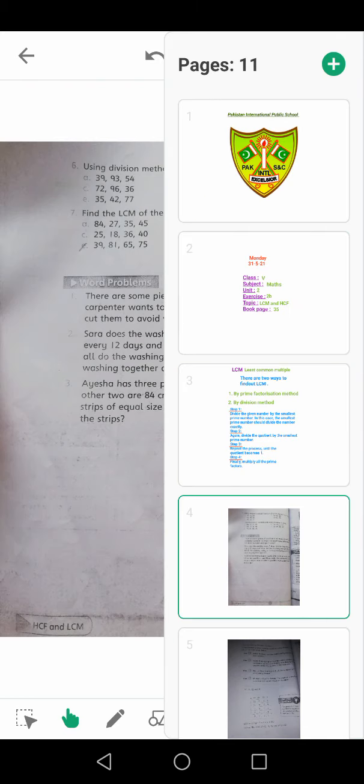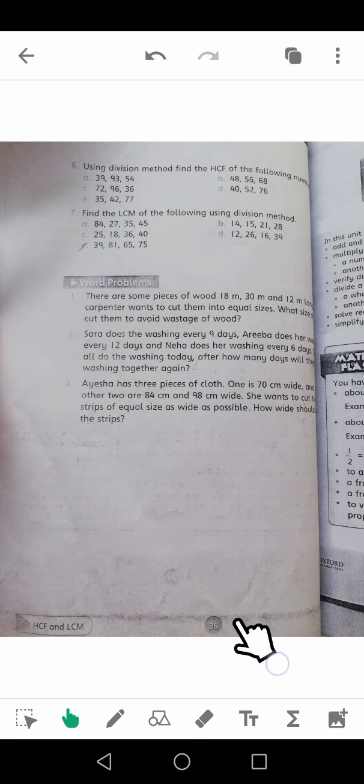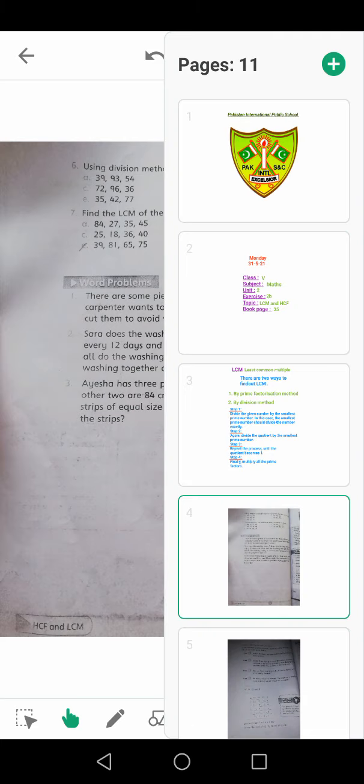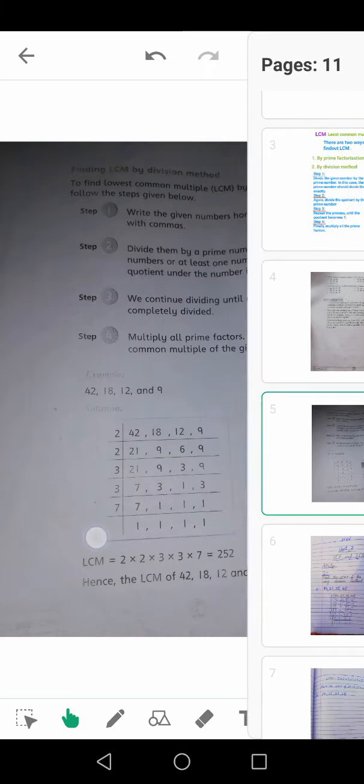So today we will solve the exercise which is on book page 36. Question number 7. Find the LCM of the following using division method. We have studied both methods, prime factorization method and division method. What was it? This is the division method to find out the LCM of the given numbers.